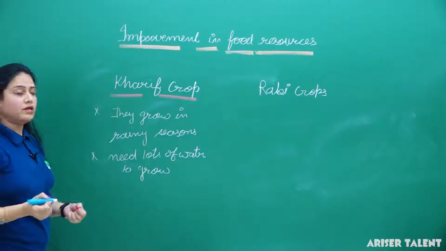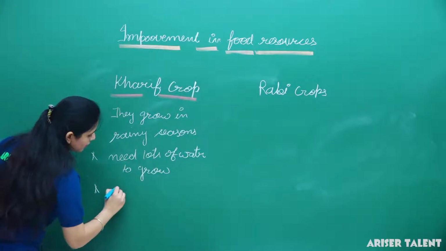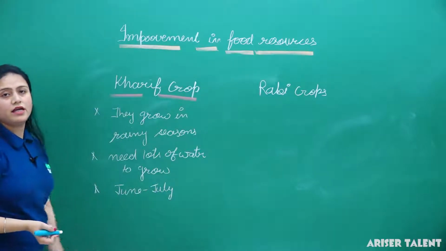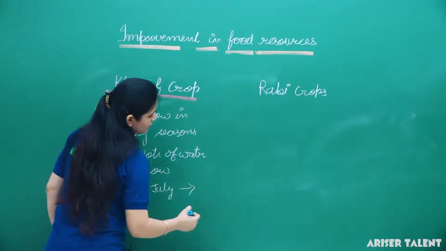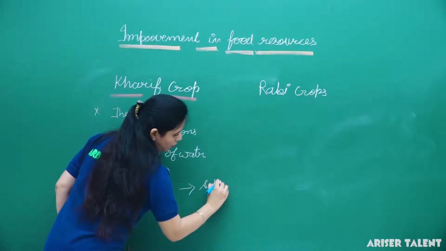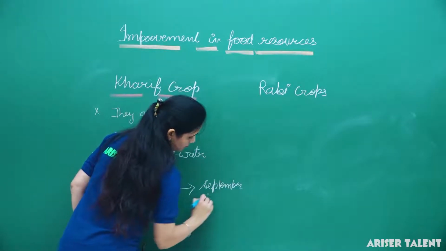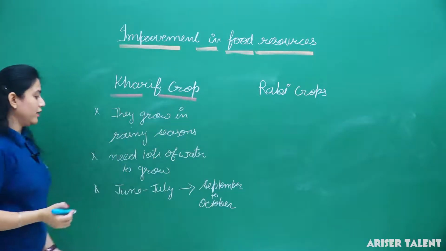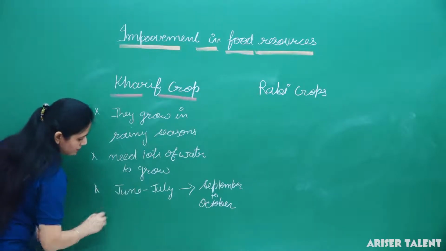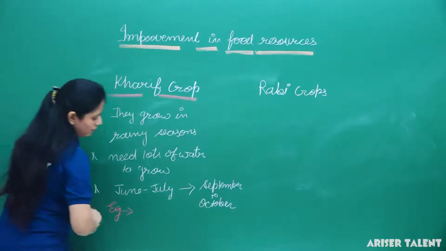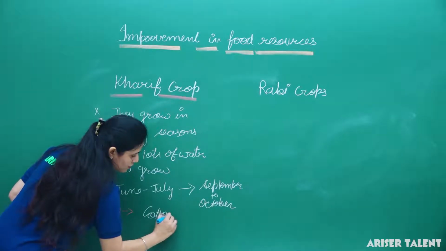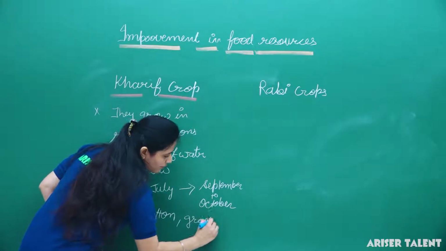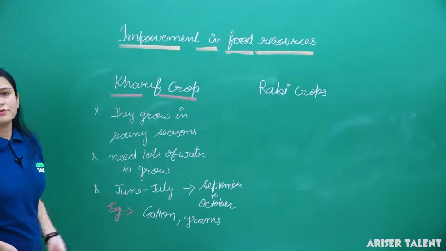And what are the rainy months? They are sown in the months of June to July. Generally rain starts in these months, and they are harvested in the months of September to October. Examples of these crops are cotton, which needs a lot of water to grow, and grams. Such crops are grown in the rainy season and are known as Kharif crops.